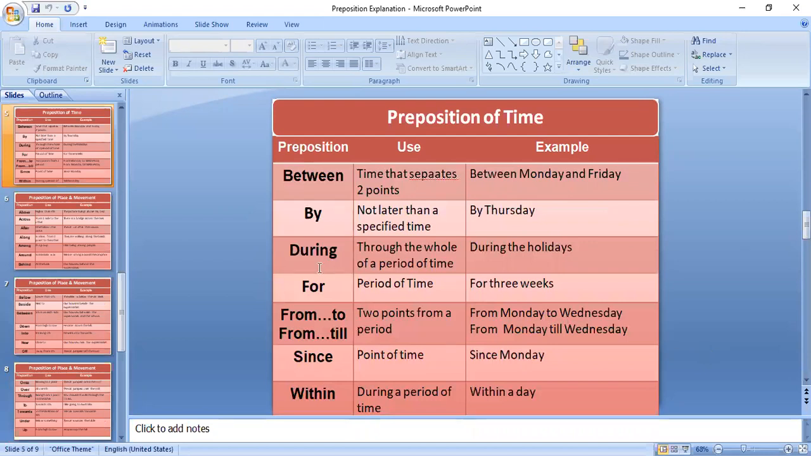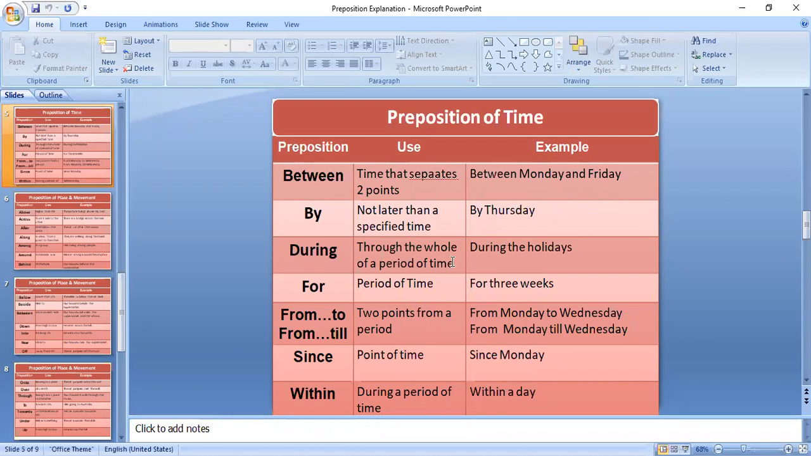There are some more prepositions for the use of time: between, time that separates 2 points, ऐसा टाइम जो कि 2 पॉइंट्स को सेपरेट करता हो. जैसे एग्जांपल देखिए, between Monday and Friday. By, not later than a specified time, by Thursday. Not later than a specified time, कि आपको एक स्पेसिफाइड टाइम दे दिया गया है कि कब तक ये काम हो जाना चाहिए. The work must be done by Thursday.